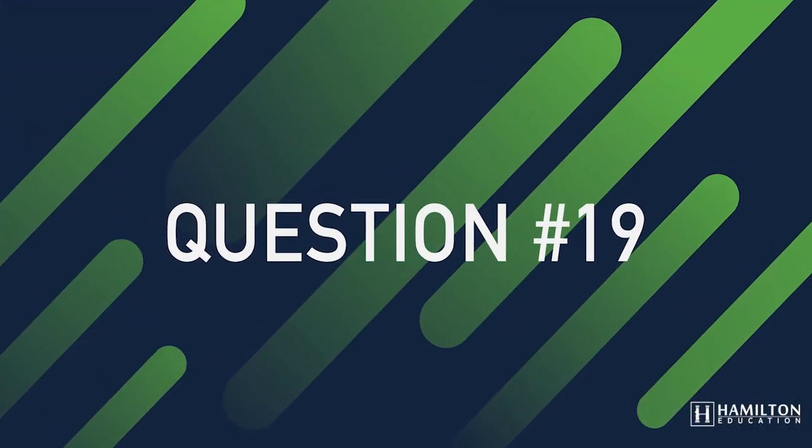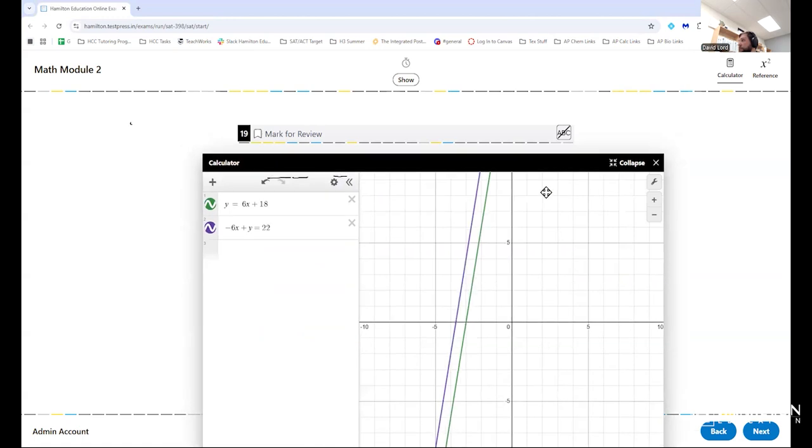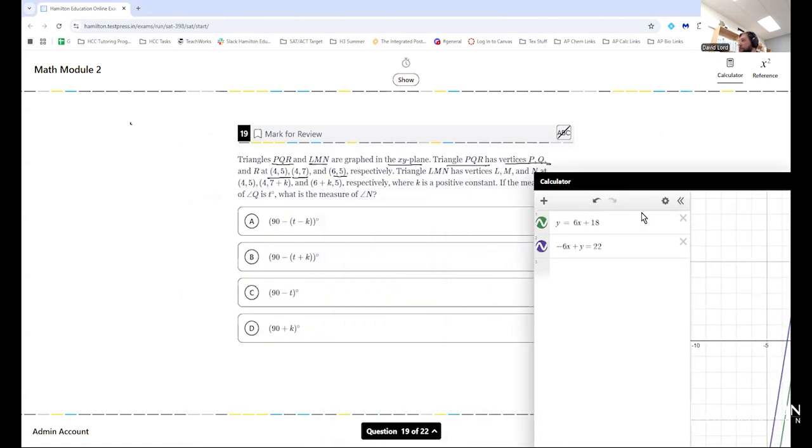Question 19. The triangles PQR and LMN are graphed in the xy-plane. Triangle PQR has vertices P, Q, R at (4, 5), (4, 7), (6, 5). All right, so I'm going to graph this on Desmos. So delete, delete, delete. So we have (4, 5), and we have (4, 7), and we have (6, 5). Perfect.